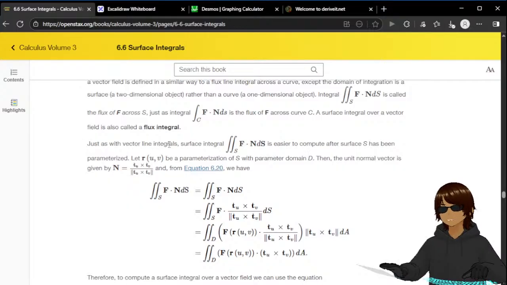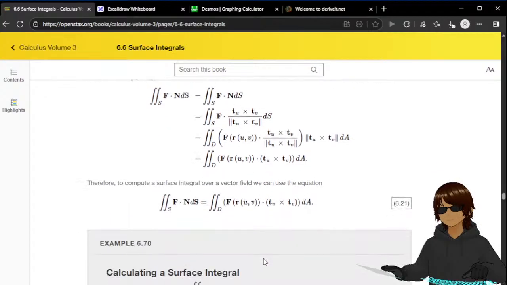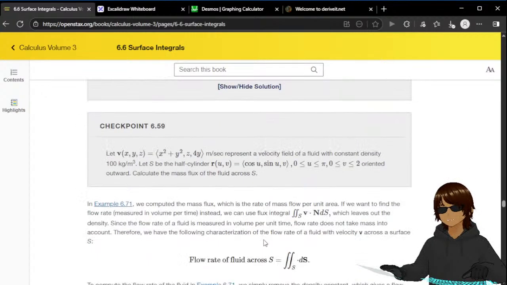Just as with a vector line integral, a surface integral is easier to compute after surface S has been parameterized. Let r(u,v) be a parameterization of S with parameter domain D. Then the unit normal vector is given by n equals this cross product over the magnitude of this cross product. And from equation 6.20, this is equal to this, which is equal to this. So we have this.